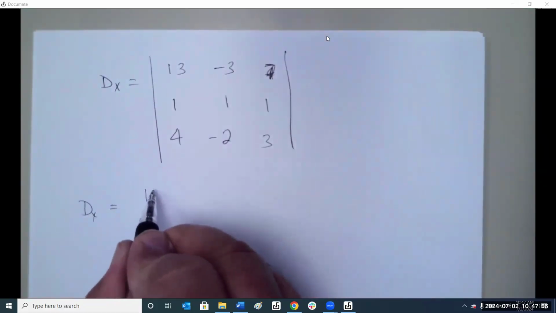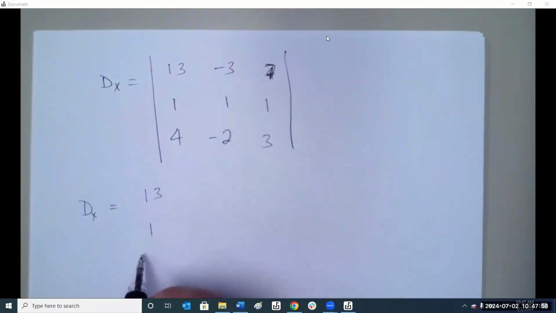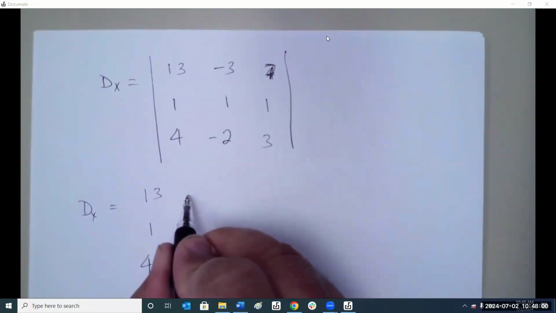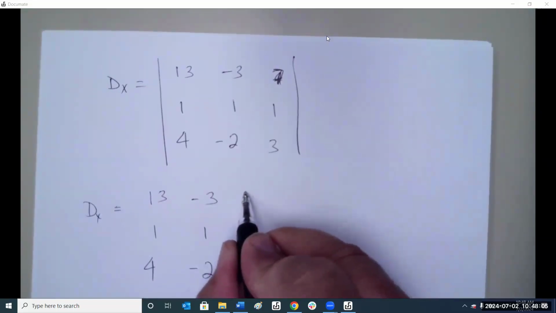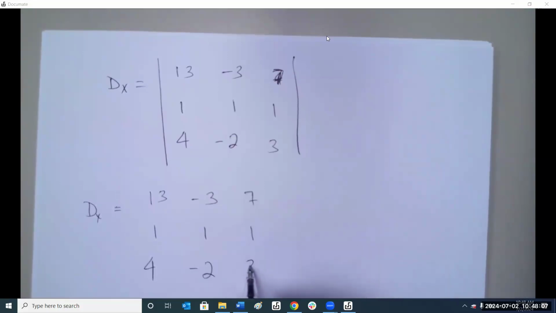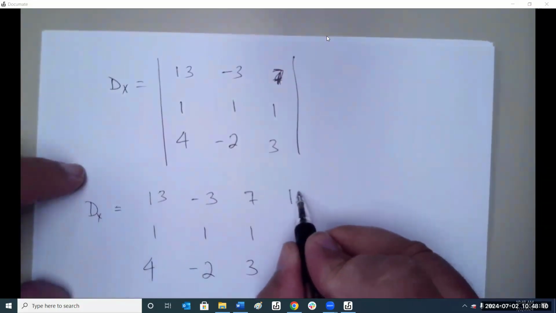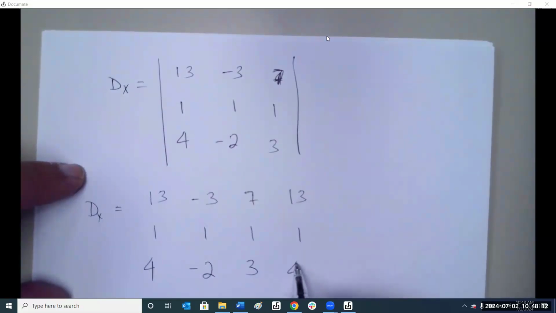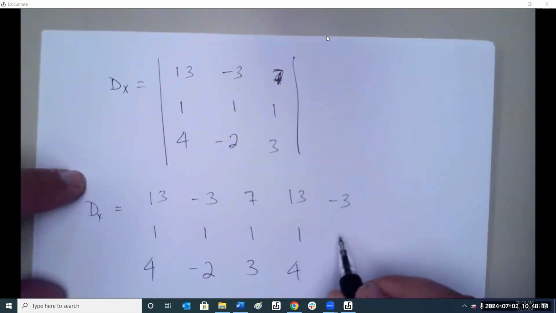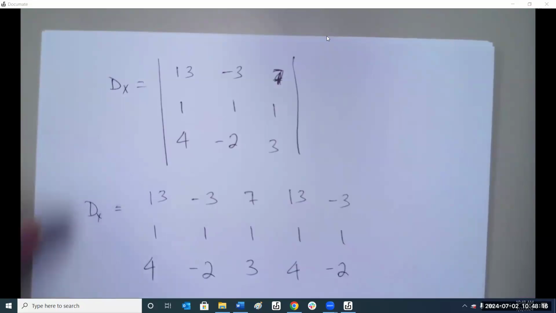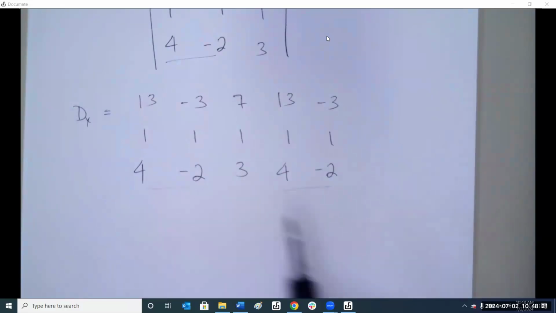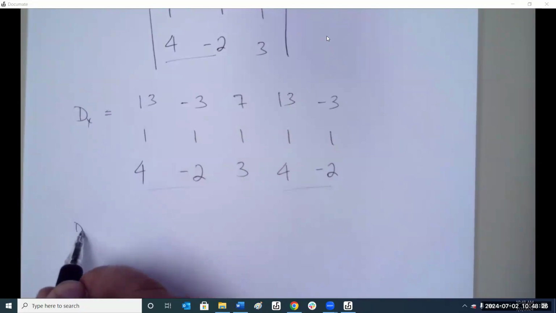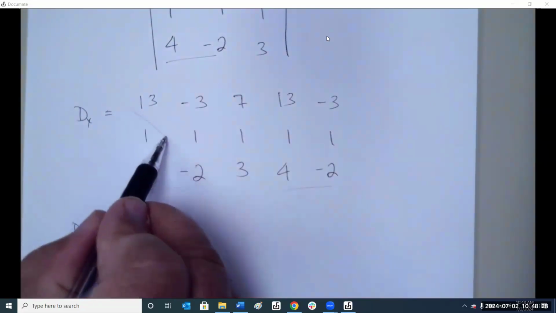So I'll take the first column and the second column and repeat them after the third column. So I'll take these 2 columns and copy them at the back.